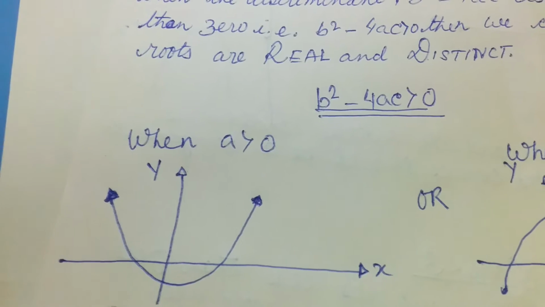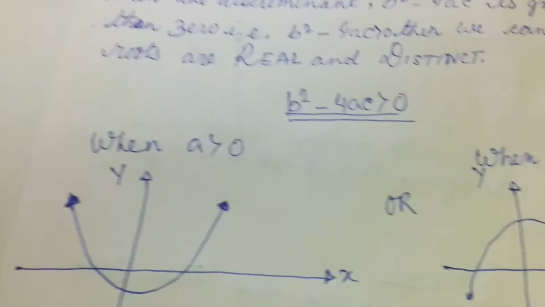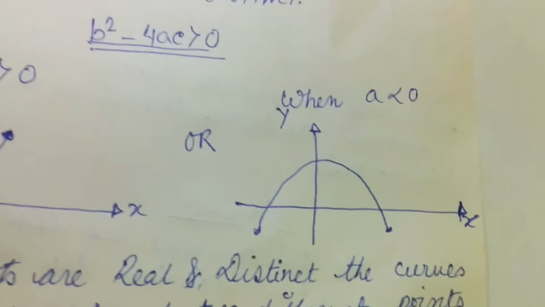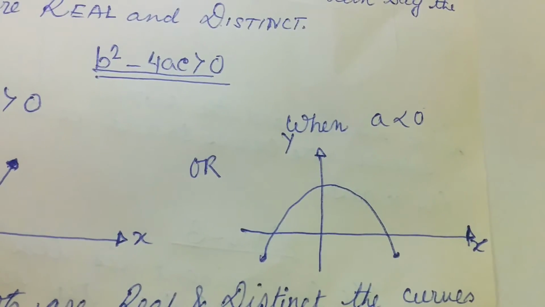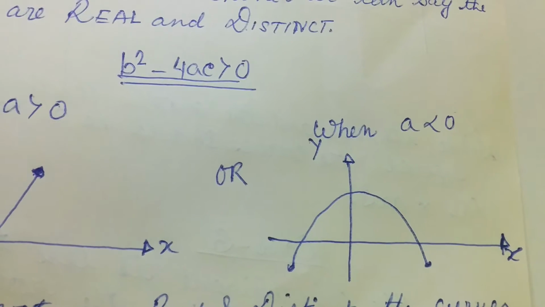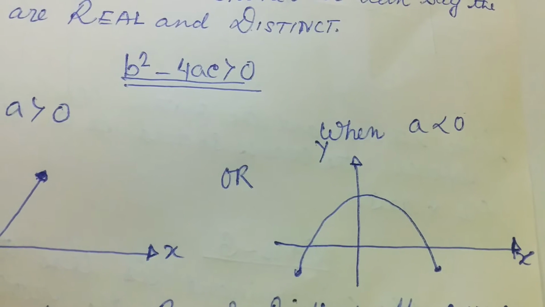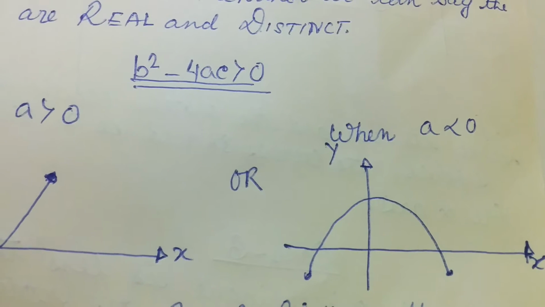Then come to a situation when the coefficient of x squared is less than 0. Then we'll have a curve which is equivalent to a sad face. And here the same principle goes. As the roots are real and distinct, we're gonna have a curve that cuts the x-axis at two different points.